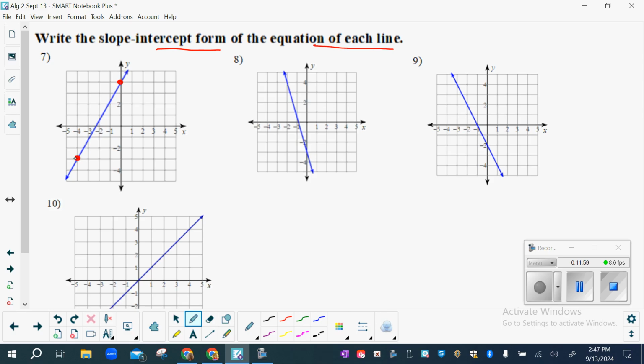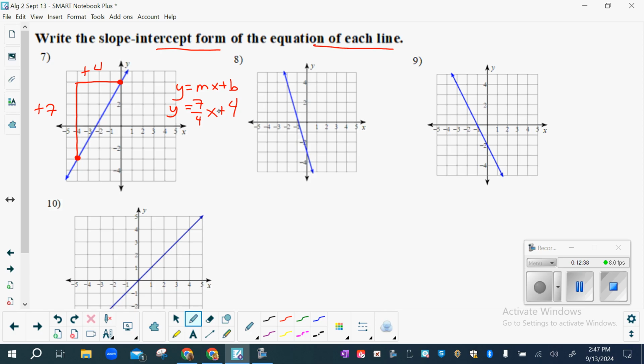So when I write my equation, we know it needs to be y equals mx plus b. So what's my b? Where it crosses the y-axis, which is 4. So that's what goes in place of the b. And then I count for my slope. So I go up how much? 7. And to the right, 4. So my slope is 7/4, y equals 7/4 x plus 4.